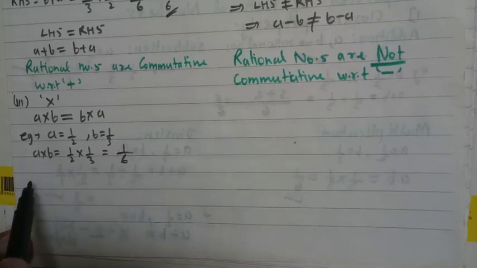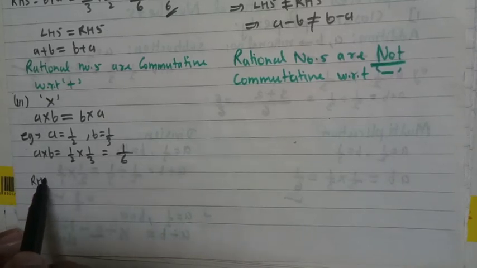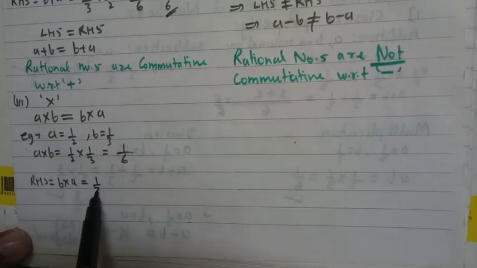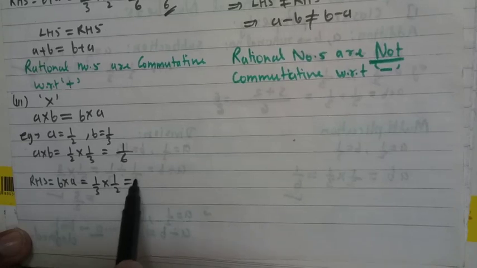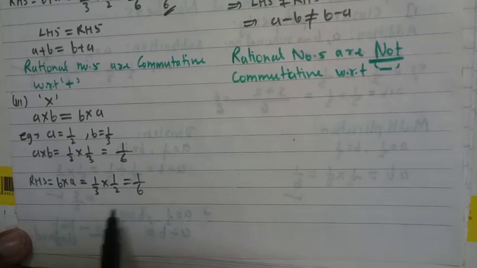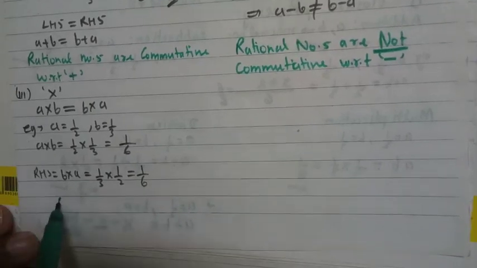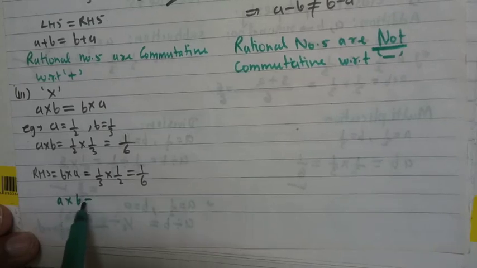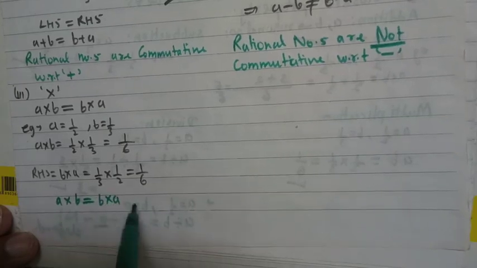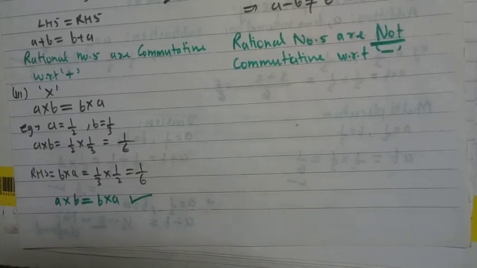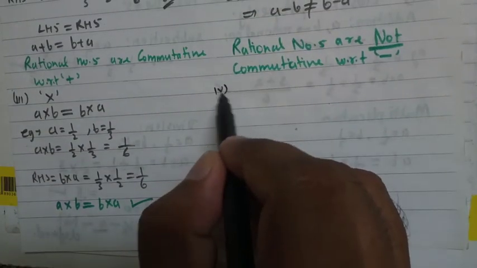1 by 6. Now if you take the right hand side, what is the right hand side? Right hand side is b into a. It will be 1 by 3 into 1 by 2, which is coming out to be 1 by 6 again. So what does this imply? It's commutative with respect to multiplication. So I'm writing simply, for any rational numbers, a into b is always equal to b into a. So they are commutative under multiplication.